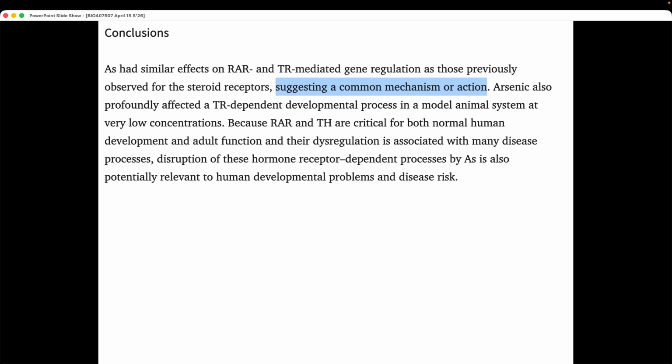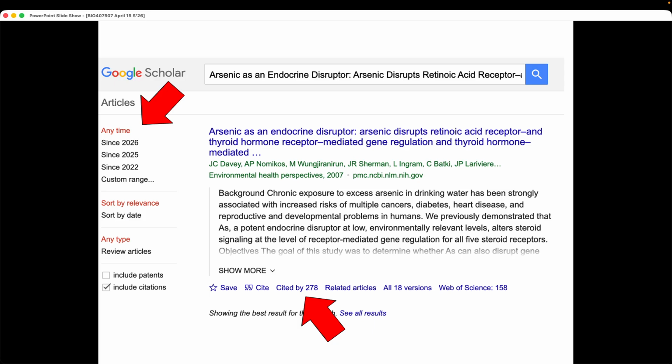Okay, so back to just the article. In the conclusion of their article, they say that arsenic had similar effects on retinoic acid receptor and thyroid hormone receptor mediated gene regulation as those previously observed for the steroid receptors, suggesting a common mechanism of action, okay? And so when I saw that, I was like, well, what is the mechanism of action? This is 10 years ago, right? What do people know? So I could have done this, right? I could have tried to look for people that cite more recently, but a lot of people have cited it, and who cited it about that common mechanism of action.